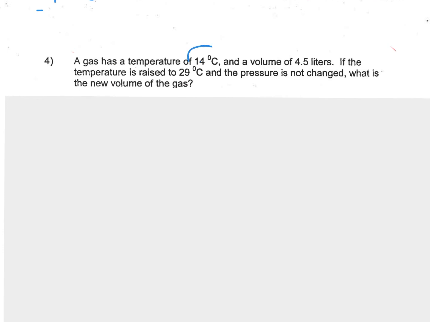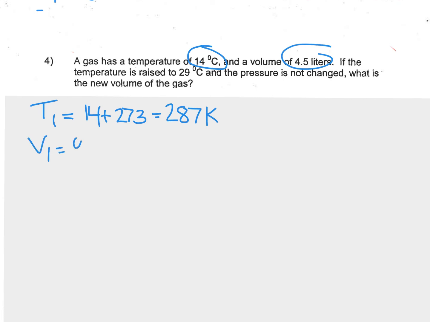A gas has a temperature of 14 degrees Celsius. So right off the bat, this thing is starting at 14 degrees Celsius, but we know we want to convert that to Kelvin. So we're going to add 273 to that. So that means 287 if I added my 14 right, and I think I did. So now that we have that, the initial gas also has a volume of 4.5 liters. So its starting volume is 4.5 liters.